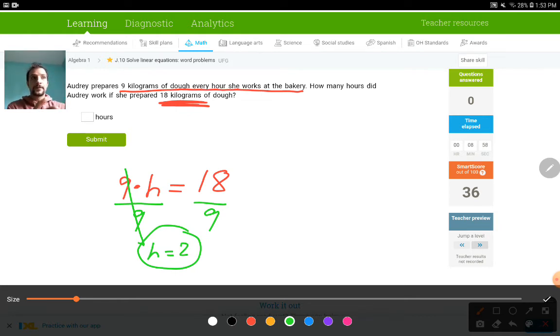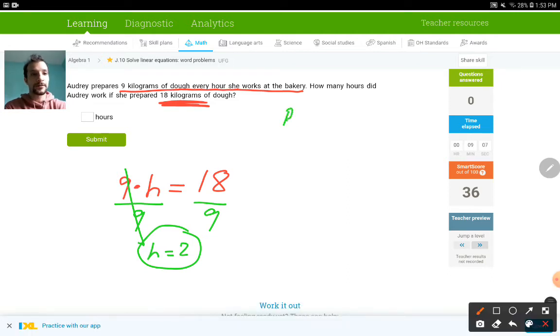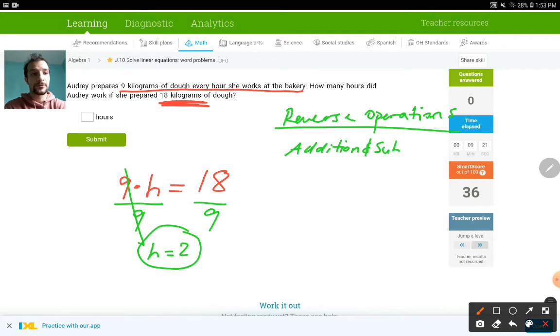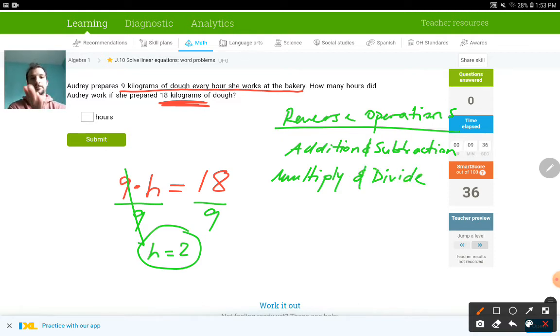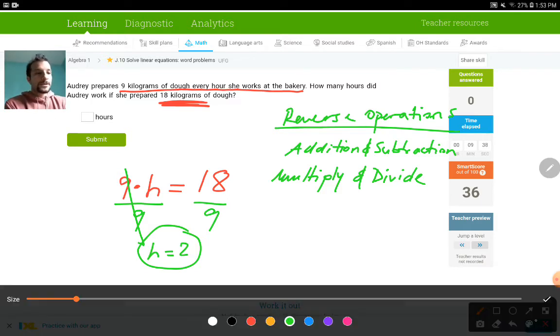But just to kind of make sure you know how reverse operations work, here's a list. Reverse operations. Addition and subtraction are reverse operations, and also multiplication and division. I don't have that much space, so I just shorten them. So this means, here's a quick example.